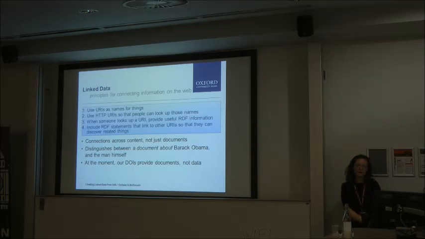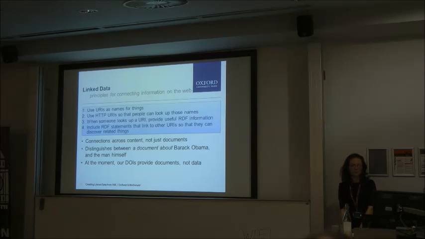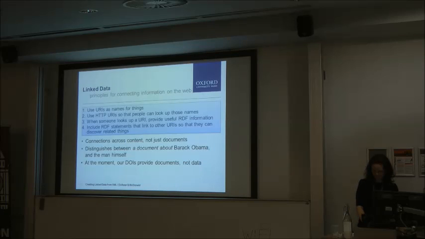So we've done the first one. We haven't yet published any of our linked data, but we have linked to an internal set of RDF information. So it's really talking about connections across content and not just documents, and it distinguishes between a document about Barack Obama and the man himself, and that's quite important, and something that often gets lost in publishing is that the people or the objects are quite separate from documents about them. And our DOIs really provide identifiers for documents, not data. So we still have quite a long way to go in this area.